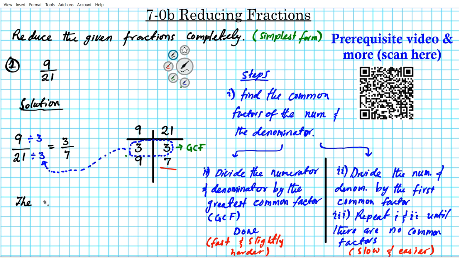The reduced form of 9 over 21 is 3 over 7. Okay? So remember that every fraction has an infinite number of forms. Okay? But there is only one reduced form in its infinite number of forms.